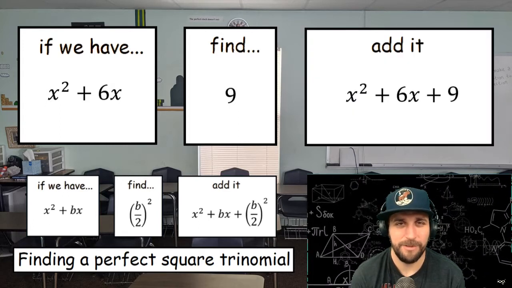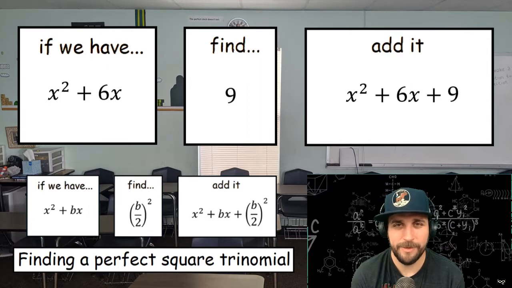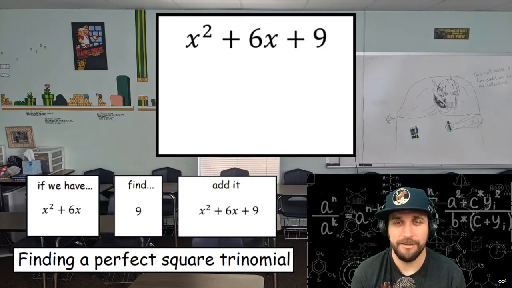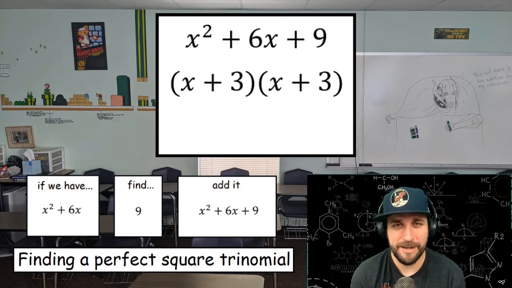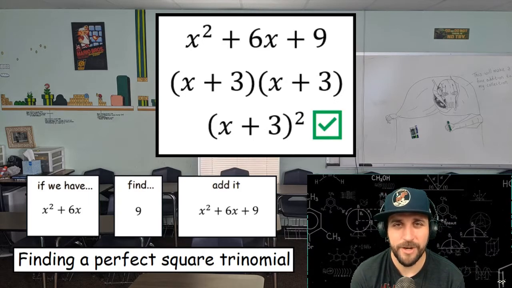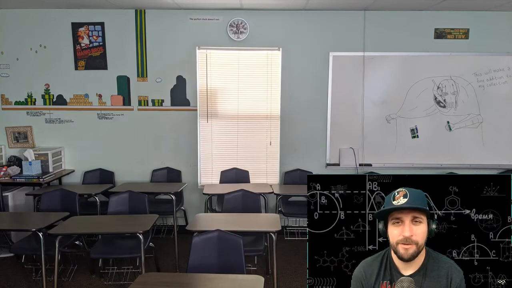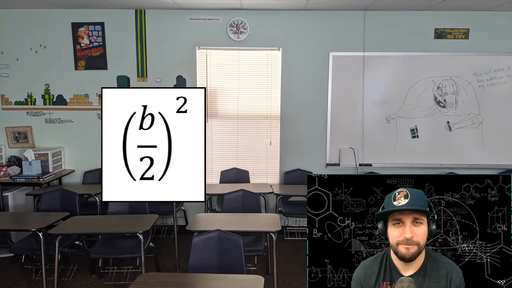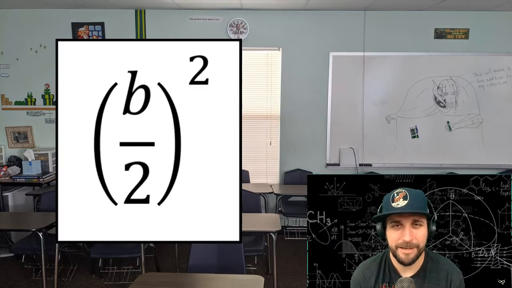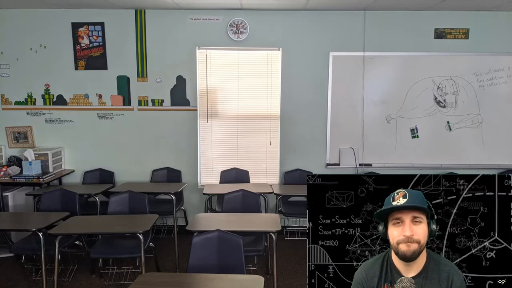So x squared plus 6x plus 9 is a perfect square trinomial. If you factored it, it would turn into x plus 3 times x plus 3, or x plus 3 squared. So it is a perfect square trinomial. So generally speaking, to make something a perfect square trinomial, b divided by 2, squared. That's what you add to your problem.